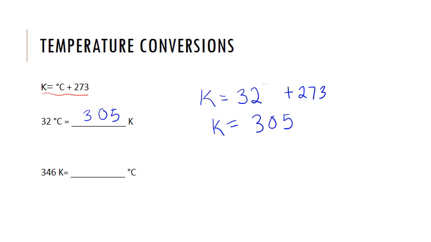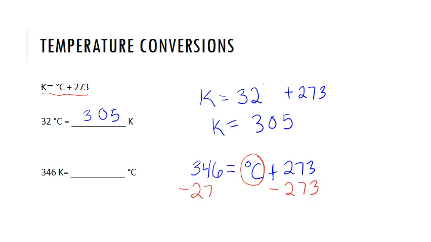Our last example here is going the other way. If we're given Kelvin and want to go to Celsius, so we write 346 in place of the K equals degrees Celsius, because that's what we're looking for, plus 273. Now, we have to do a little bit more math here because we have to rearrange and get our degrees Celsius by itself. So to move the 273 over, since it's being added, we do the opposite. So minus 273 on each side. The right side cancels. 6 minus 3 is 3. 34 minus 27 is 7. So that is 73 degrees Celsius.